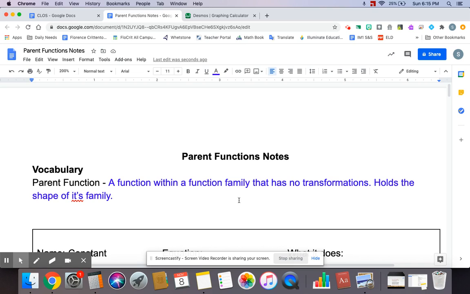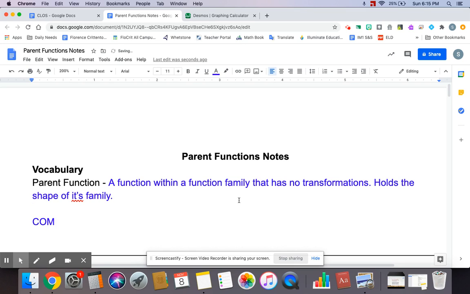So there's a lot of competencies in math. And remember, competency is what you have to prove you know how to do well enough in order to graduate. So one of our competencies is transformations of shapes and equations.